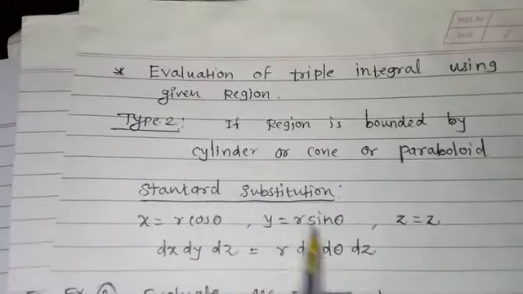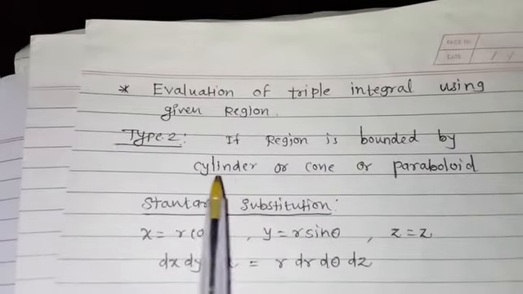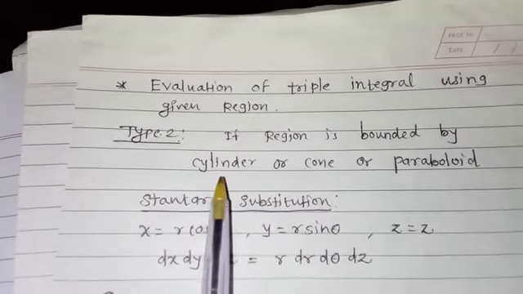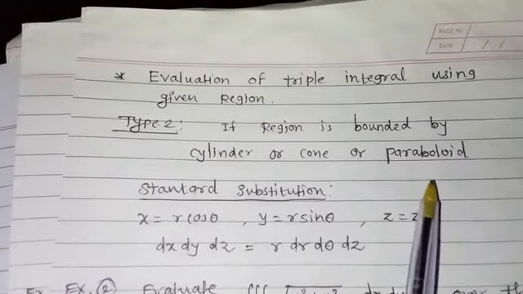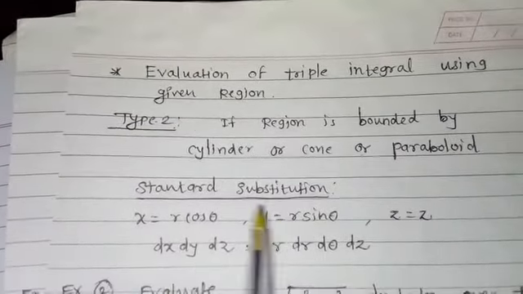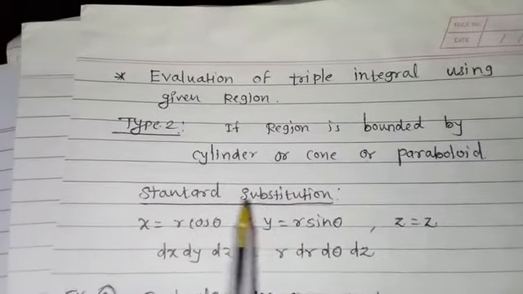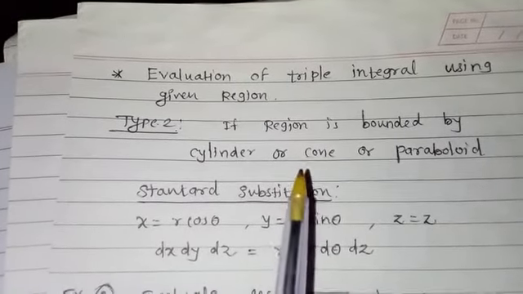This substitution is only applicable if the region is bounded by a cylinder or cone or paraboloid. So this system or this substitution is also called the cylindrical coordinate system.